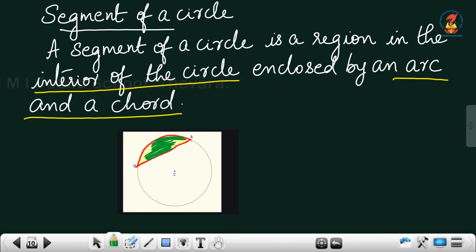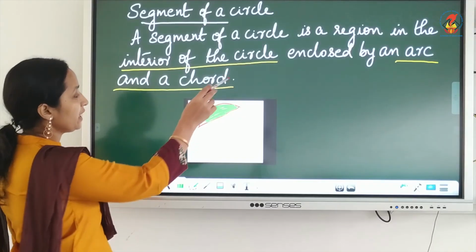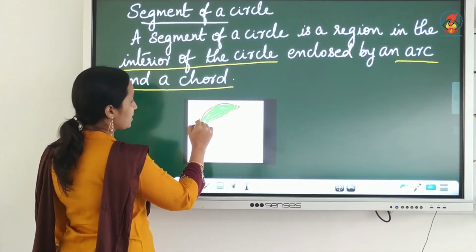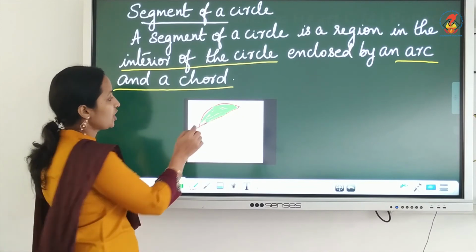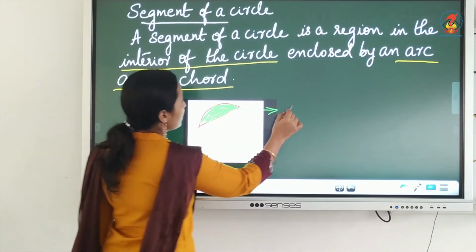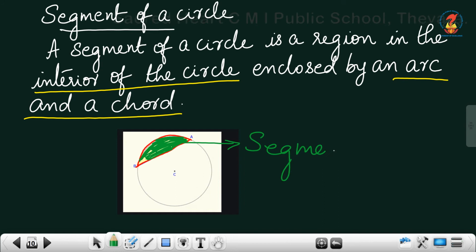So, what do you mean by segment? Enclosed by an arc and a chord. Okay, this shaded portion is known as segment. It's a region in the interior of the circle, or inside the circle, enclosed by an arc on one side and a chord. This shaded portion is known as segment. Segment means an arc on one side and a chord on the other side. That inside shaded portion is known as segment of the circle.